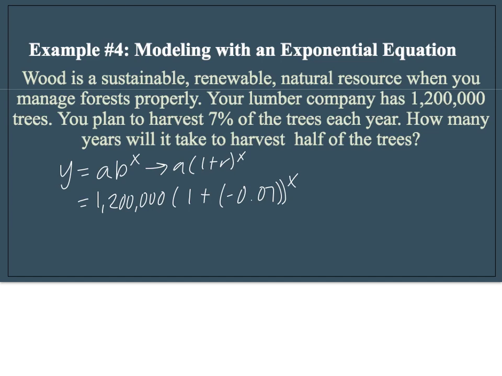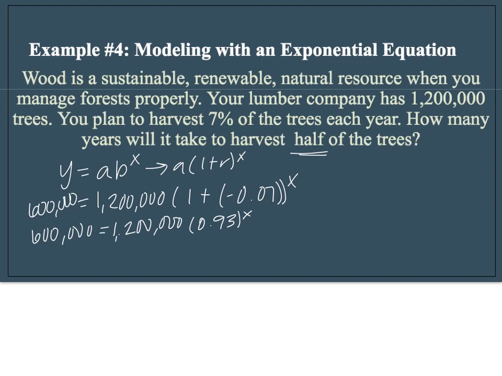And the goal is to say, how many years will it take to harvest half of the trees, and half of the trees, because that's our goal output, would be 600,000. All right, so we need to go ahead and simplify this. It's going to be 600,000 equal to 1.2 million times 0.93 to the x power.